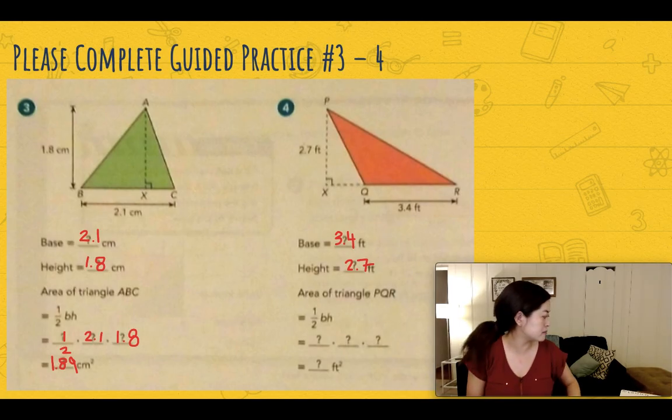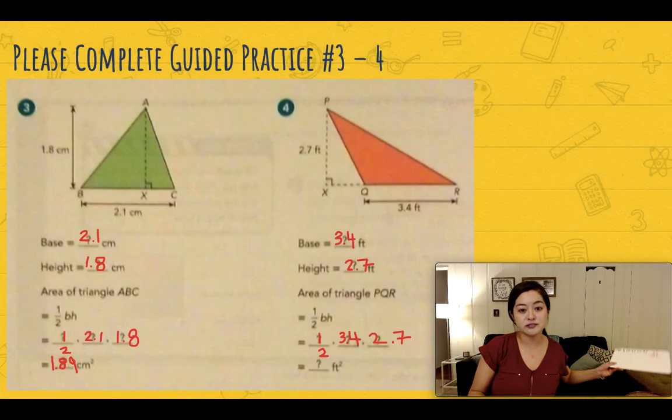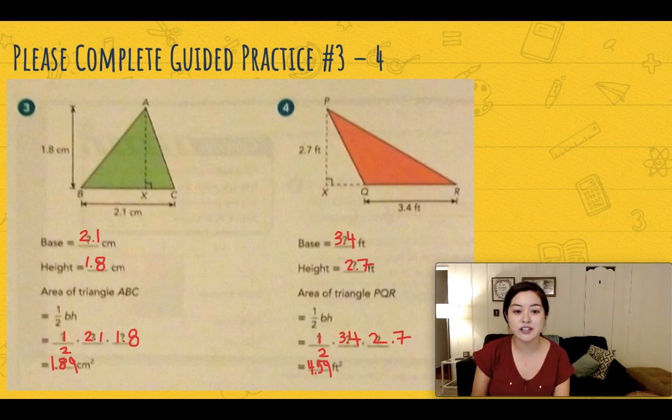And then you're going to input that in again, like so: 1/2 times 3.4 times 2.7, and then you should have gotten 4.59 square feet.